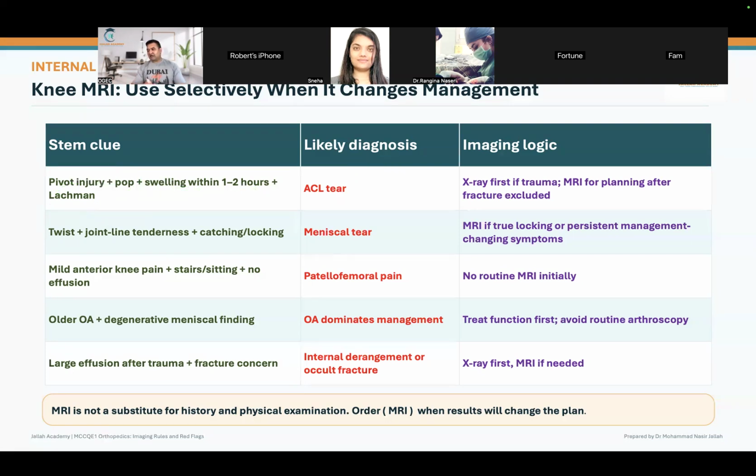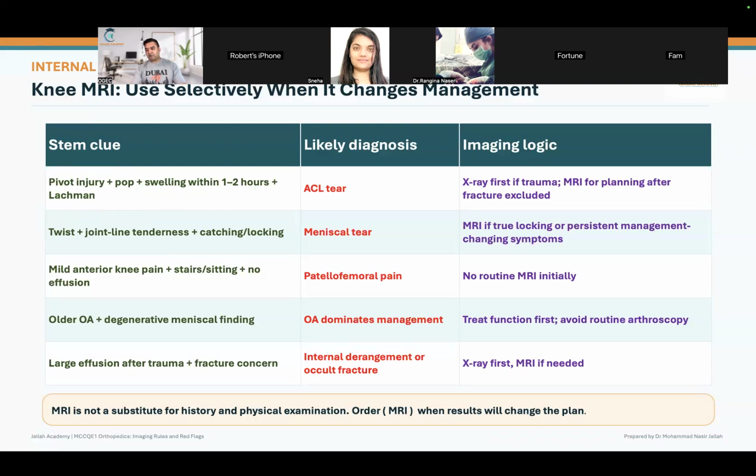So X-ray first, if the trauma is there. If there is trauma, always we have to do the X-ray first. Why? Because we have to rule out the dislocation and fracture. Then MRI is going to give us more information about the rupture or the tear, right?